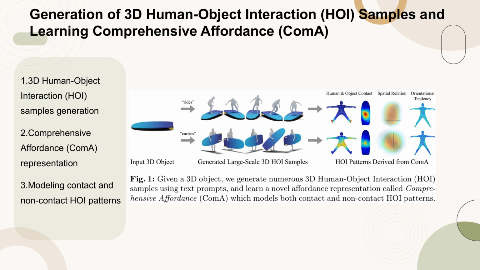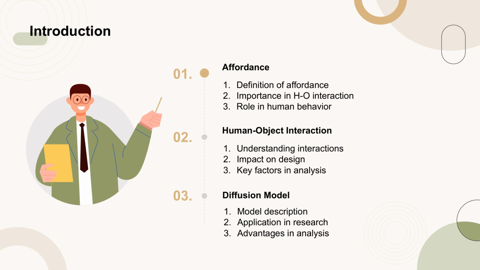ComA is designed to model both contact and non-contact patterns in HOIs, capturing the full spectrum of human-object interactions beyond just physical contact. In this introduction, we will discuss the concept of affordance, which refers to the potential actions an object offers to a user. Affordances play a crucial role in human-object interaction, influencing how people perceive and use objects. Understanding these interactions is essential for effective design and usability.